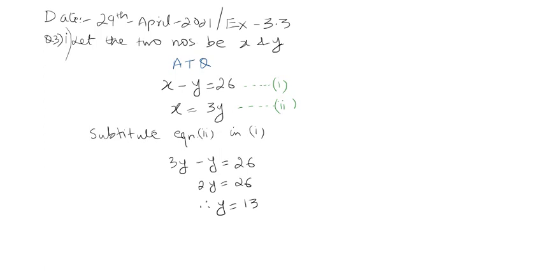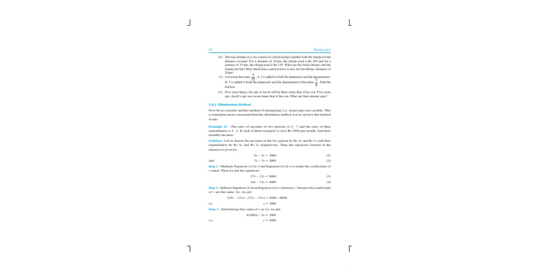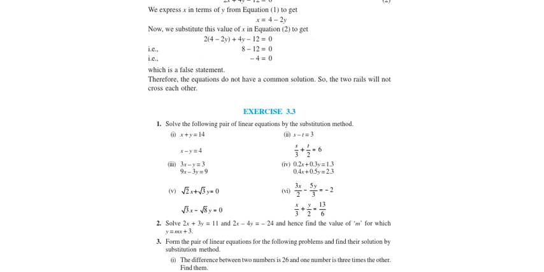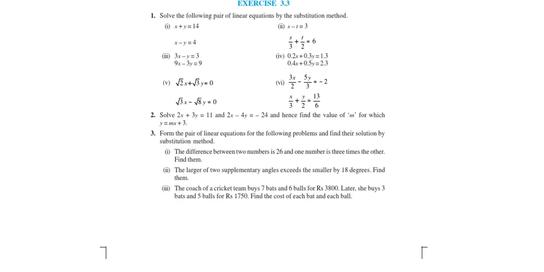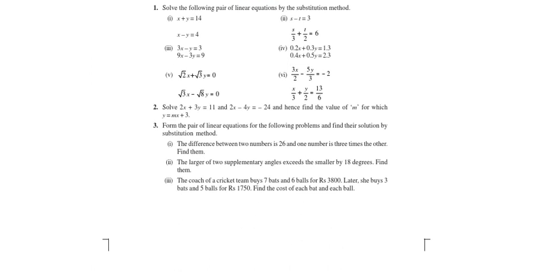So the next question is, second part. They're saying the larger of two supplementary angles exceeds the smaller by 18 degrees. Find the angles. Now here there are two angles, one is larger, one is smaller, and they are supplementary angles. So this statement gives you the first equation, that the larger angle and the smaller angle are supplementary.